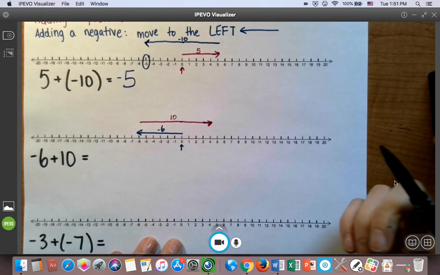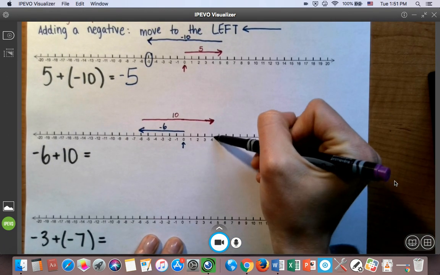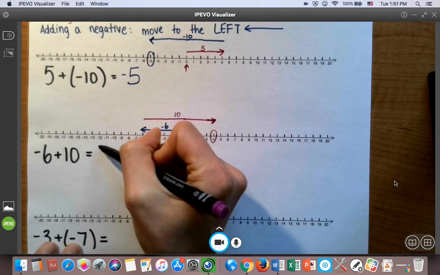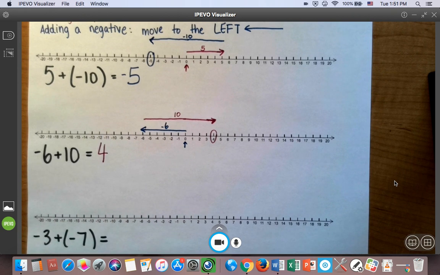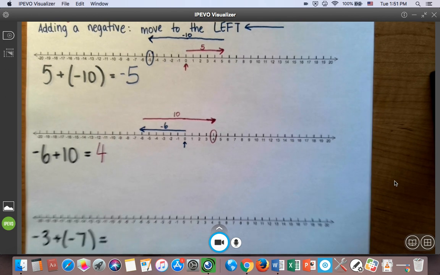And again, the hard part is over. Now you're just looking, where does this end up? At a +4. So your sum, the answer to this addition problem, is going to be +4.